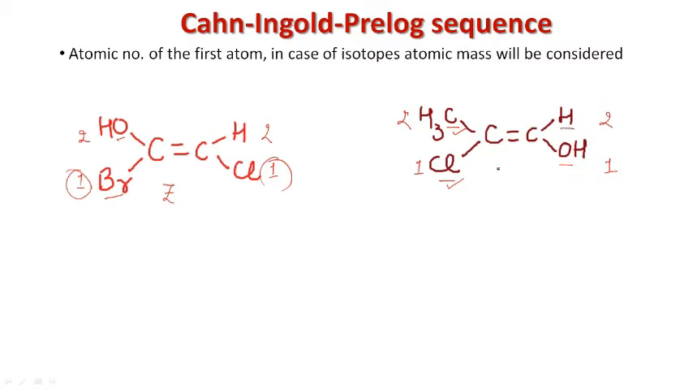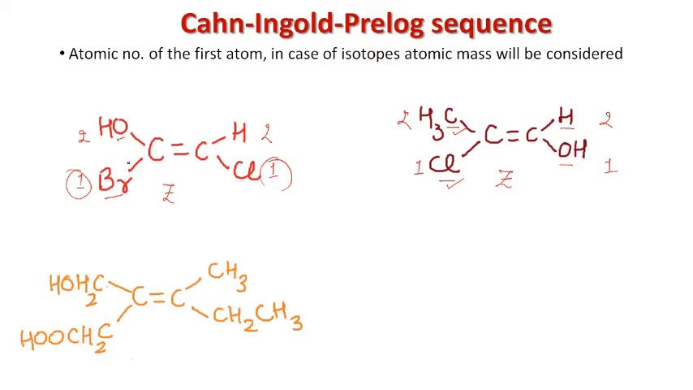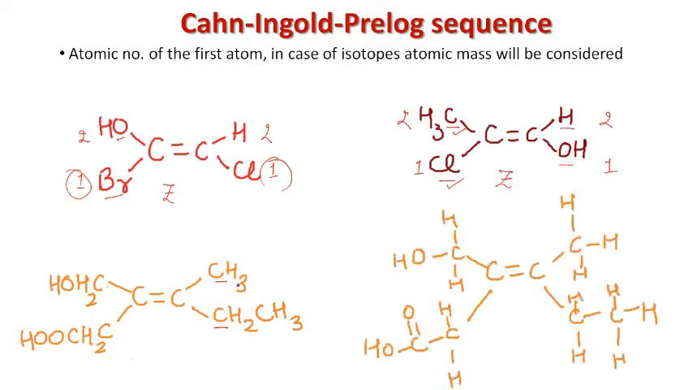Similarly here again we are having same priority groups on the same side, therefore this molecule is designated as Z. We are having another example. In this case both the attached atoms are carbon, so we cannot decide the priority at this position, so we will go to the next. Here in this case I have just drawn this molecule in this way.